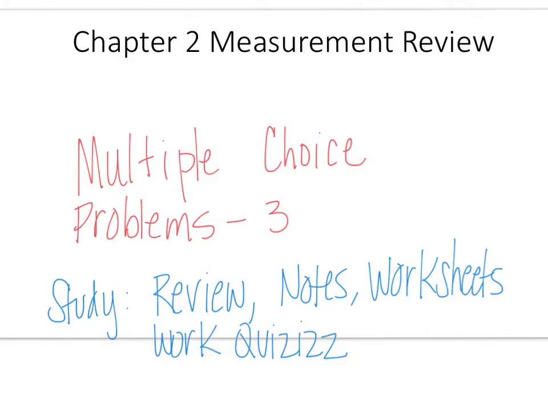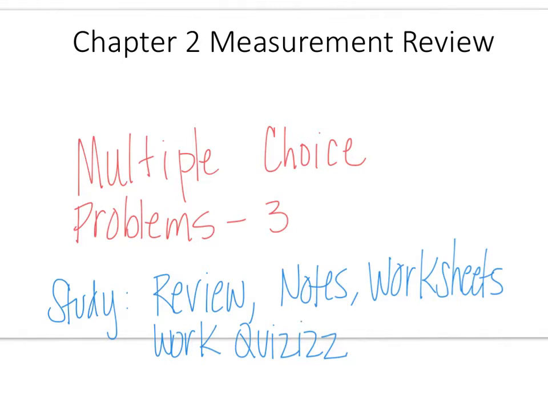So here we go with the Chapter 2 measurement review. The test will be multiple choice. You'll have 3 problems to work out. What you should study is this review, your notes, any worksheets that you got back, and then the quizzes we did in class on Friday. You should work that as many times as you need to until you understand how to do that.